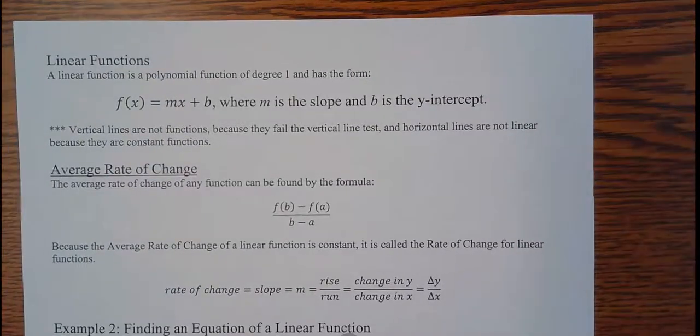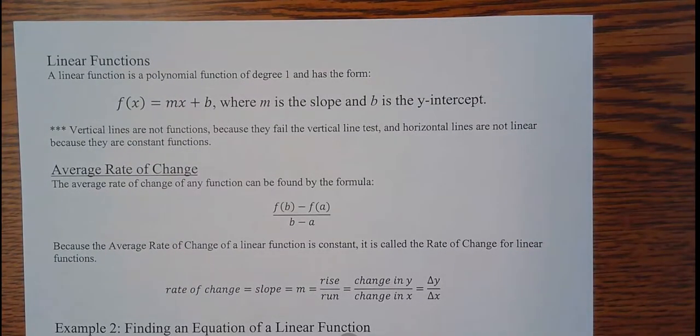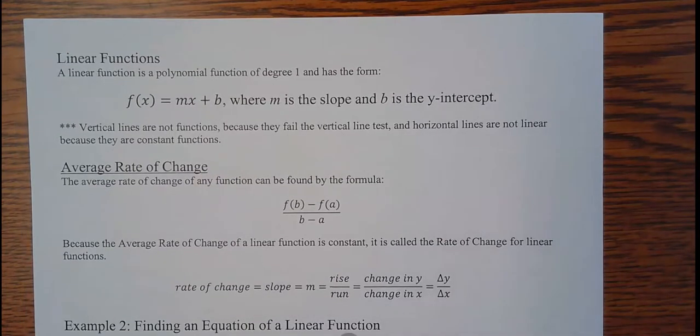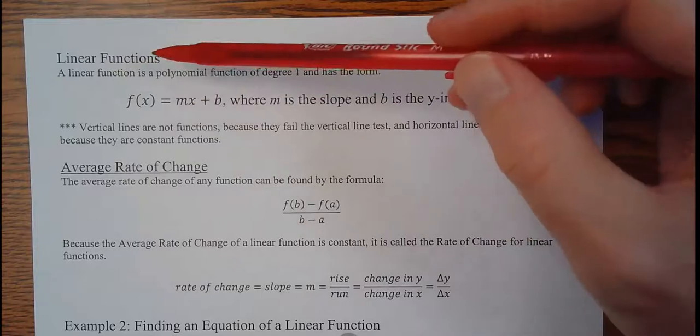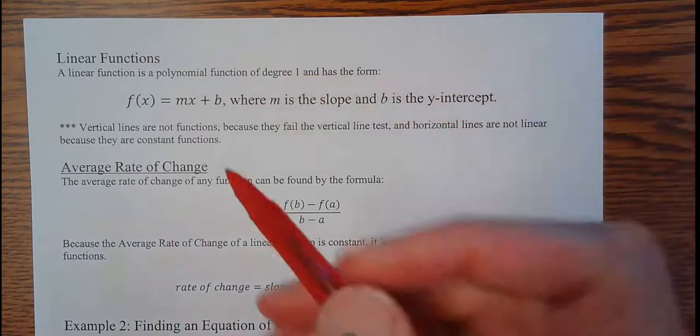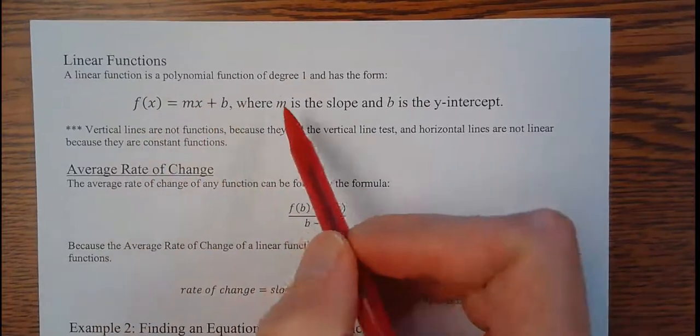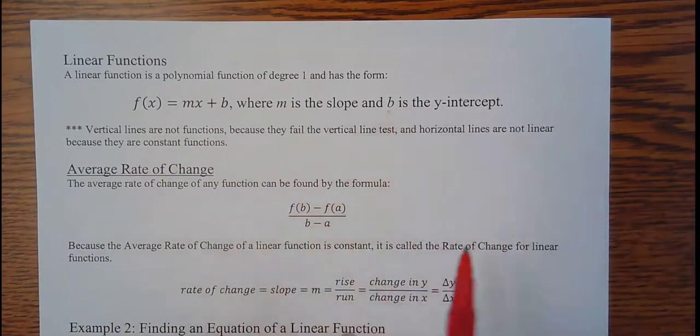Okay, let's flip this over. We've got linear functions. This is just some definitions here, so not a lot to fill out at first. It says that a linear function is a polynomial that has a degree of 1, so x to the first power, and it has this form, where m is the slope, b is the y-intercept.